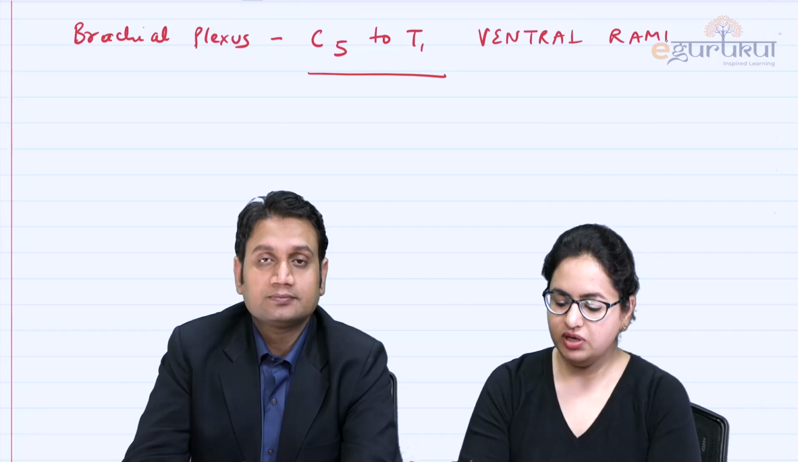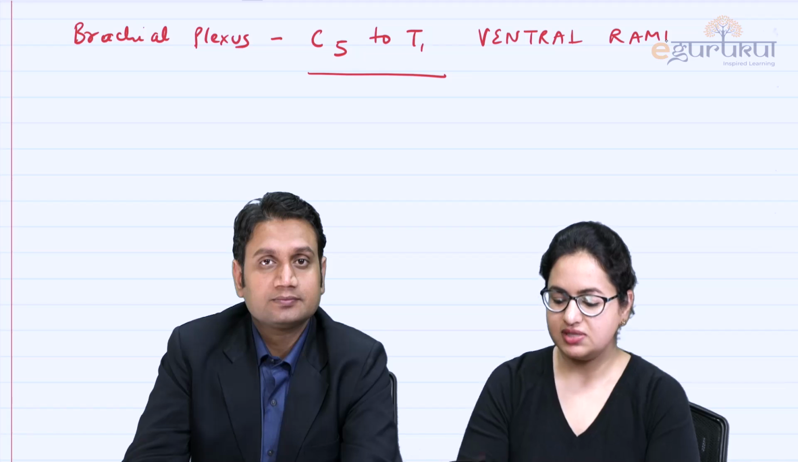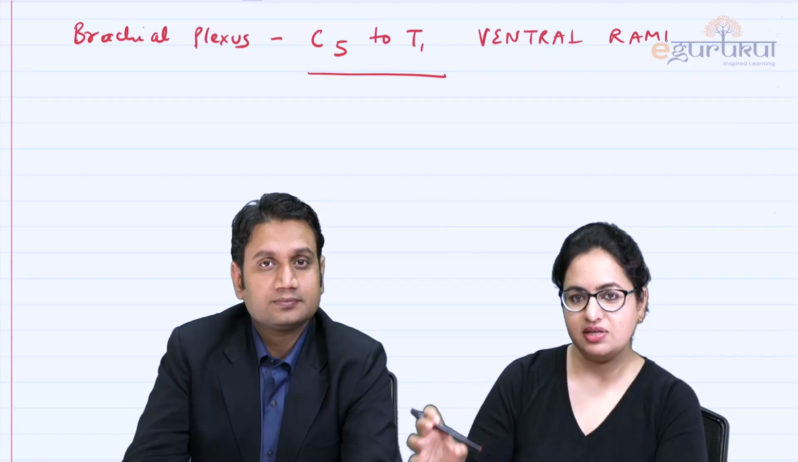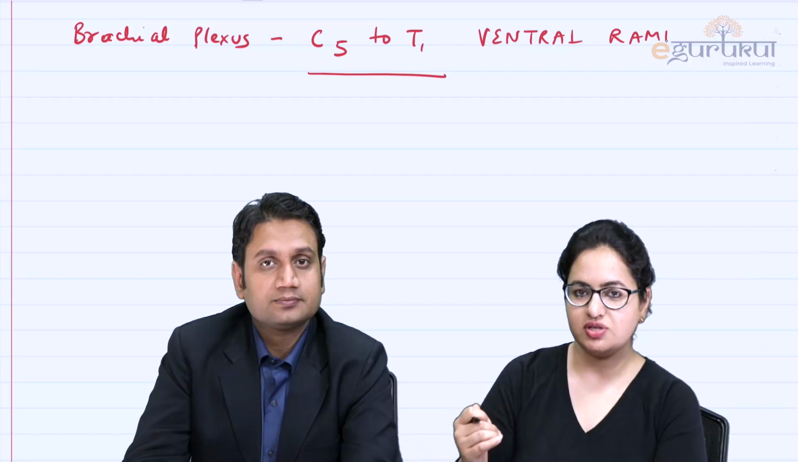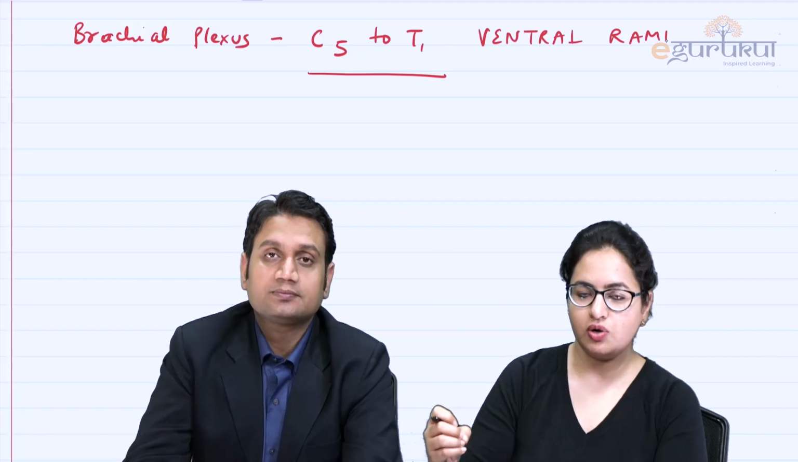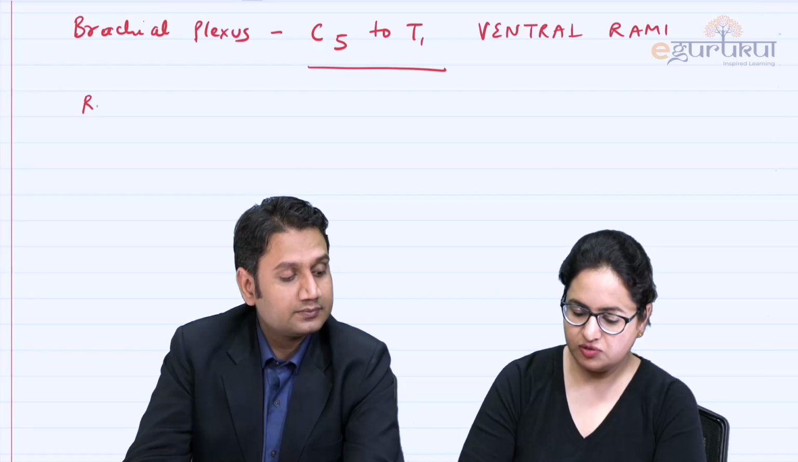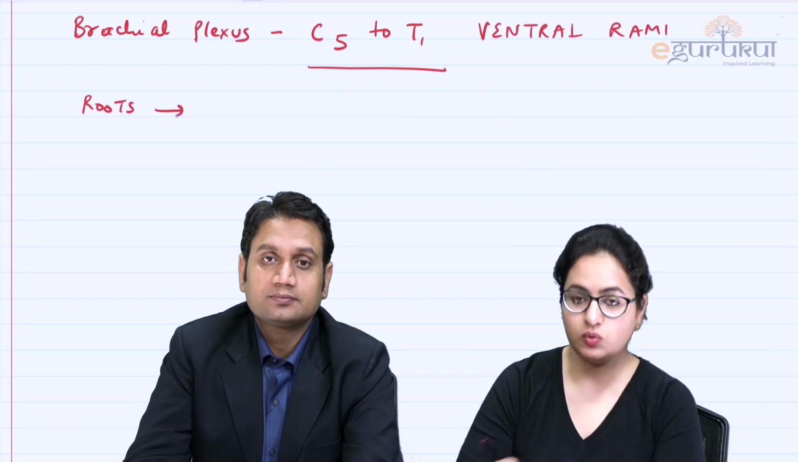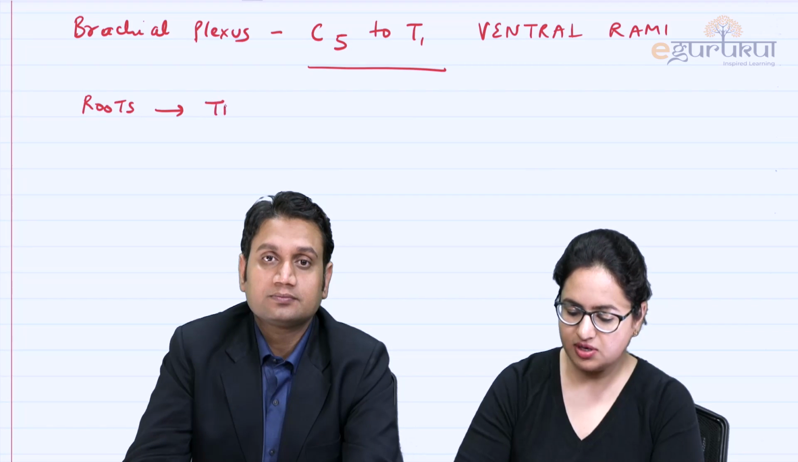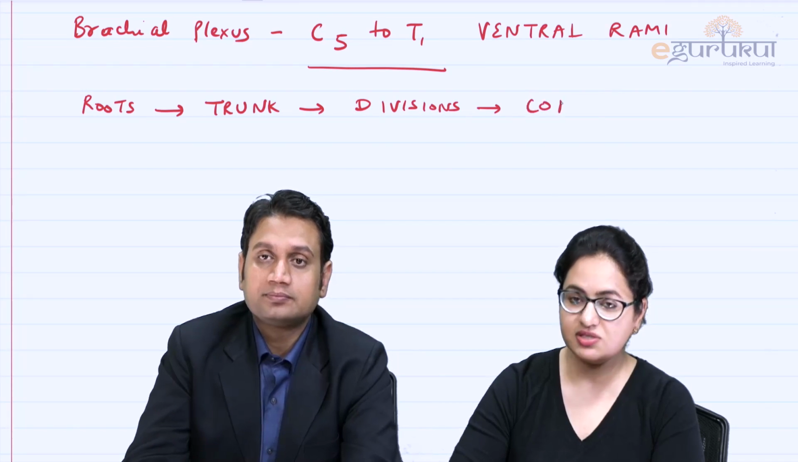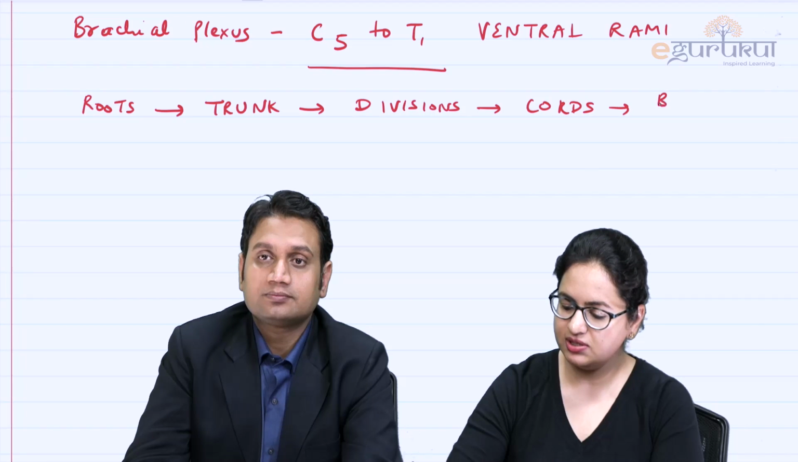Now, when we talk about the formation of this plexus, the roots lead to the formation of trunks, and then they further divide into anterior and posterior divisions, which unite to form the cords, and then the further branches are given. So first the roots are there, the roots lead to the formation of the trunks, then we have divisions, then the cords are formed, which finally give branches.